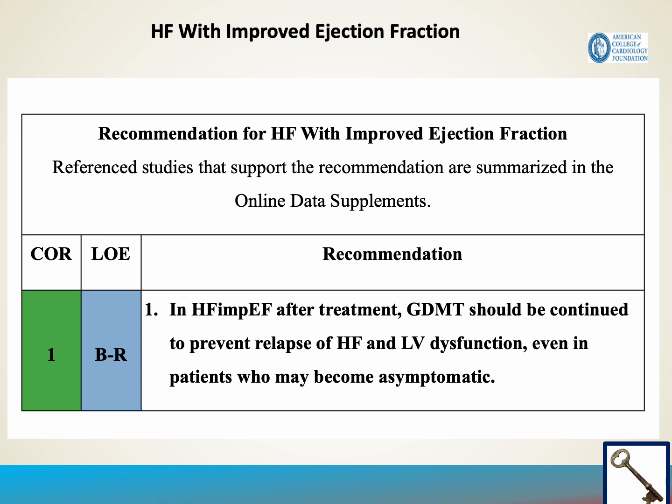For heart failure with improving ejection fraction, these are folks who were below 40 and got above 40, just keeping them on their full goal-directed medication to prevent a relapse is the main focus, even if they become asymptomatic.